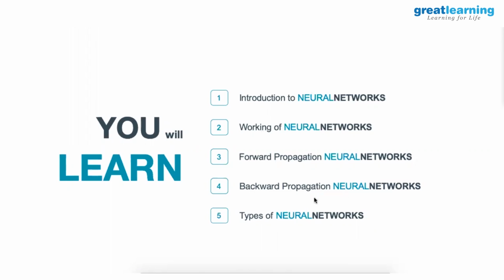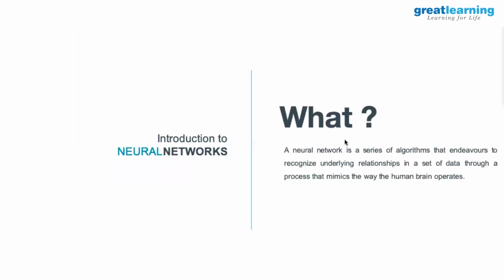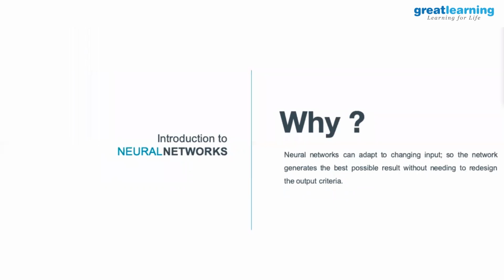Next, what exactly is it? I explained what a neural network is. Why do we use neural networks? Please remember, it's very simple. A neural network can adapt to changing input, so the network generates the best possible result without needing to redesign the output criteria.